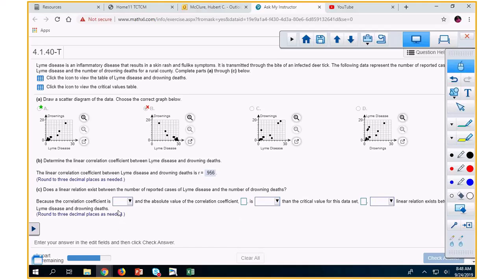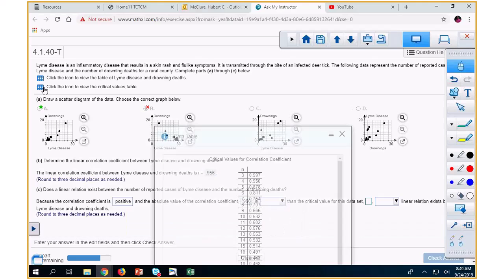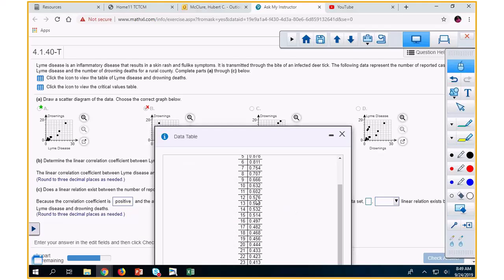I hate it. Because the correlation coefficient is positive, and the absolute value of the correlation coefficient is 0.956. Oh, okay, the correlation. You got to look here. How many points do we have? Did it say? It doesn't say, and so you have to look. Find N. Was it 12?